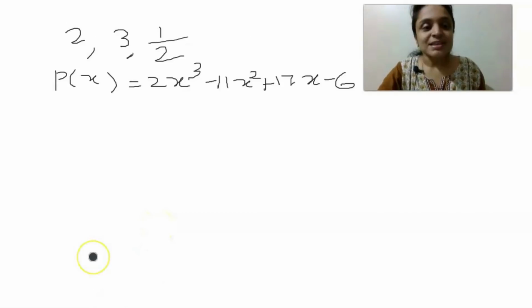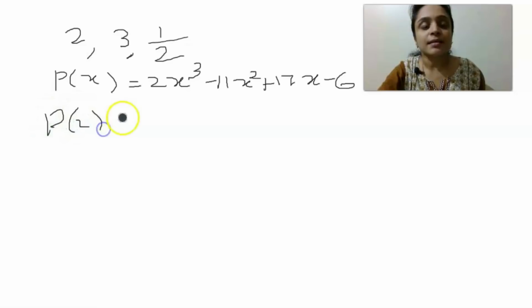Okay. Next question is, verify whether 2, 3 and 1 by 2 are zeros of the polynomial p of x equal to 2x cube minus 11x square plus 17x minus 6. So we'll find p of 2. If p of 2 equal to 0, we can say that 2 is a zero of the polynomial.